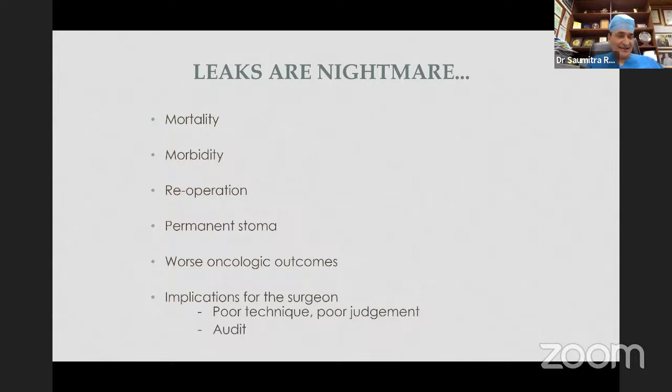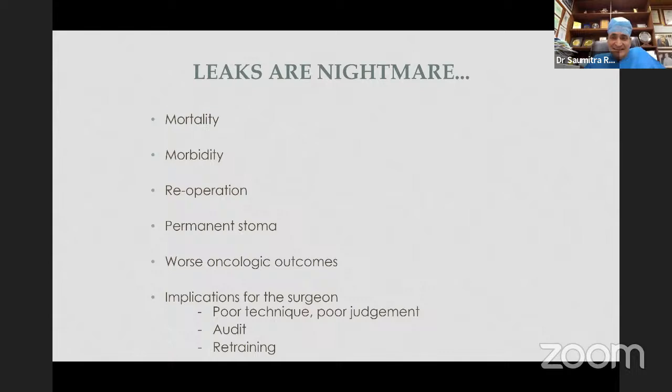And when I was in the UK, all the surgeons are audited. Every year, you will have your mortality results and your anastomotic leak results. If any surgeon whose mortality is higher than the national figure, then you need to go for retraining. One of my colleagues whose rate was high went for retraining for 6 months. So the implications for the surgeons are immense.